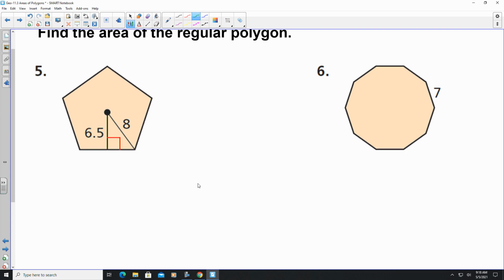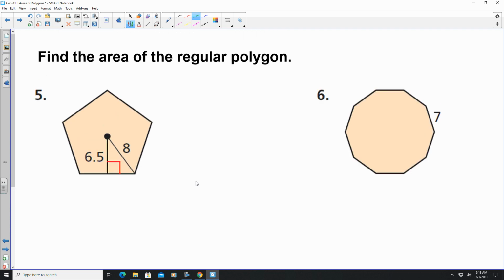So for question 5 here, they want you to find the area of the regular polygon. So again, it's 1/2 times the apothem times the perimeter. Do we have the apothem? The answer is yes, that's 6.5. Do we have the perimeter? The answer is no, because I need to know what this value is here. I don't know what that value is. But what can we do?